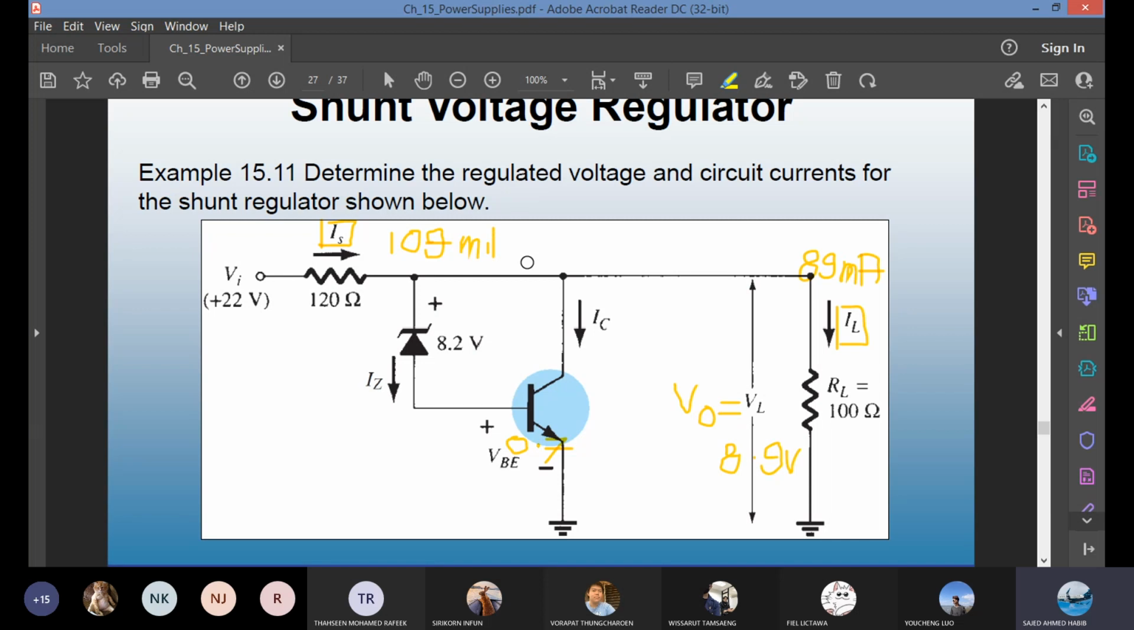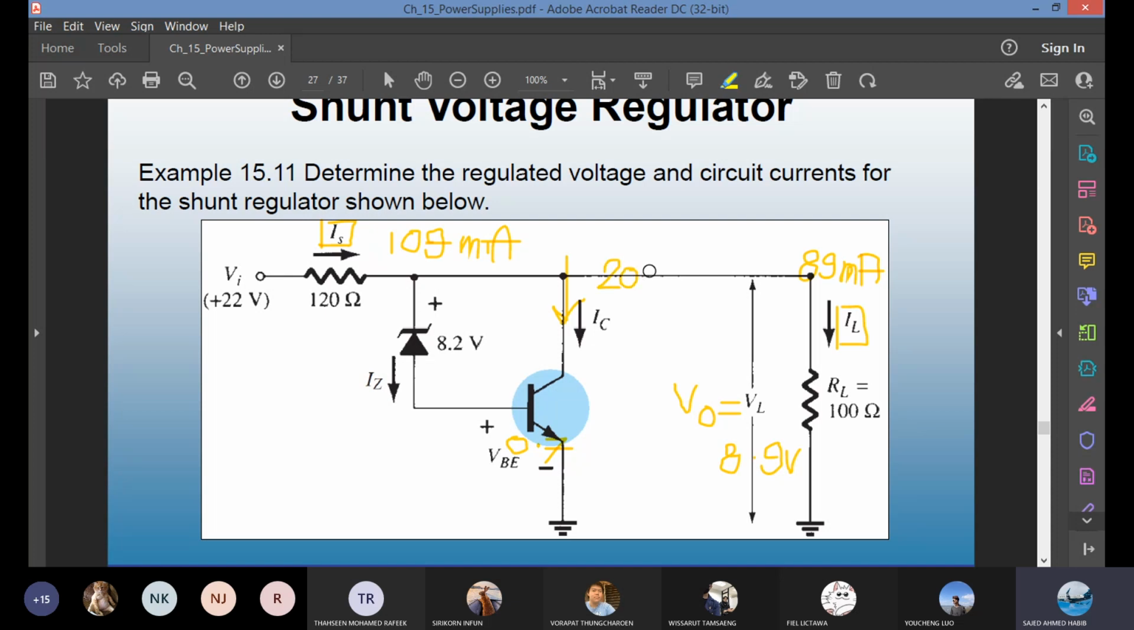The load current is 89 milliamp. So something is missing. The load is getting 89 milliamp. The current provided from the main supply is 109 milliamp. Where is the rest of the current going? 89 plus 20 is 109. The rest of the current is the collector current. If you take IC, IS minus IL, you will find the IC current at 20 milliamp.